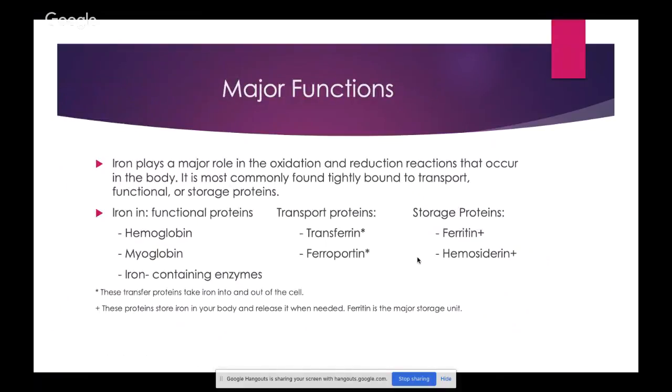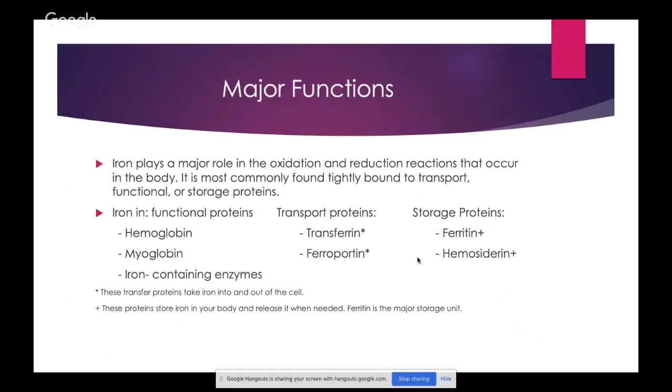Just talking about the major functions of iron here. As we were introduced to a little bit just a minute ago, iron plays a major role in the oxidation and reduction reactions that occur in the body. And it is most commonly found tightly bound to transport, functional, or storage proteins. When it's found in a functional protein, it's most often found in hemoglobin, myoglobin, or iron-containing enzymes. When it's found in transport proteins, it's found in transferrin or ferroportin. And the storage proteins include ferritin and hemosiderin.